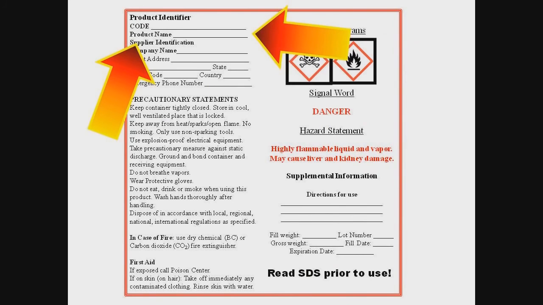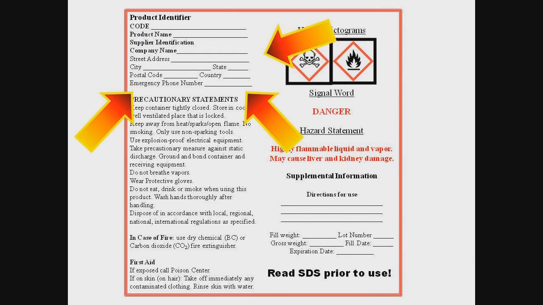The product identifier. This is how the hazardous chemical is identified. This can be, but is not limited to, the chemical name, code number, or batch number. The manufacturer, importer, or distributor can decide the appropriate product identifier. The same product identifier must be both on the label and in Section 1 of the safety data sheet. The supplier identification. The name, address, and telephone number must be provided on the label.